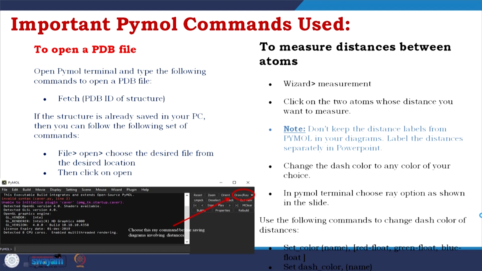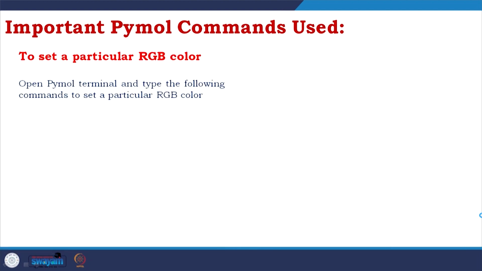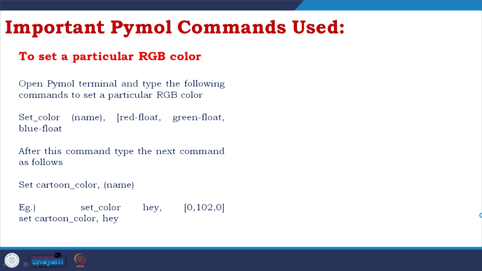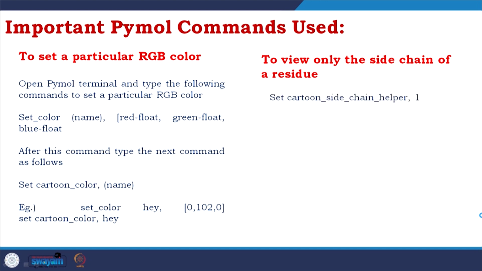Use the following command to set the color and set the dash options. To set a particular RGB color, open PyMOL terminal and type the following commands. Set underscore color, name, you have float red, green, blue RGB. After this command, type the next command as follows: set cartoon underscore color, provide the name. For example, as we have shown earlier, you use hay color, which is 0, 1, 0, 2, 0. To view only the side chain of a residue, set cartoon underscore side underscore chain underscore helper 1.